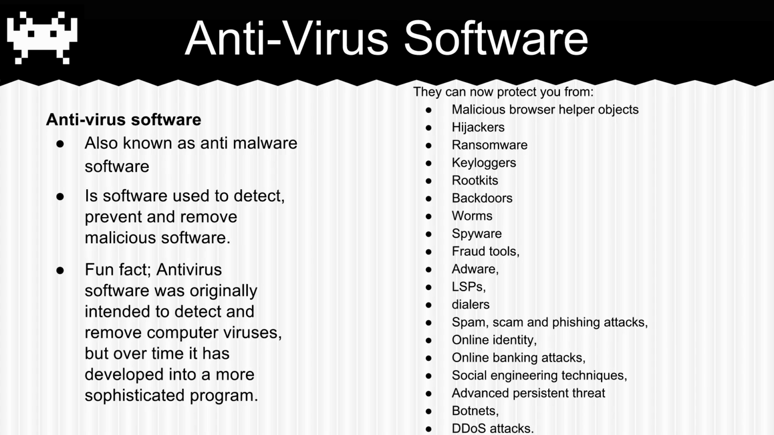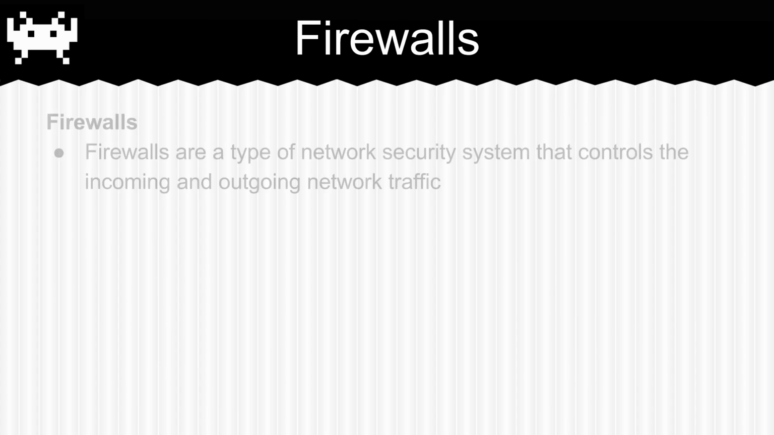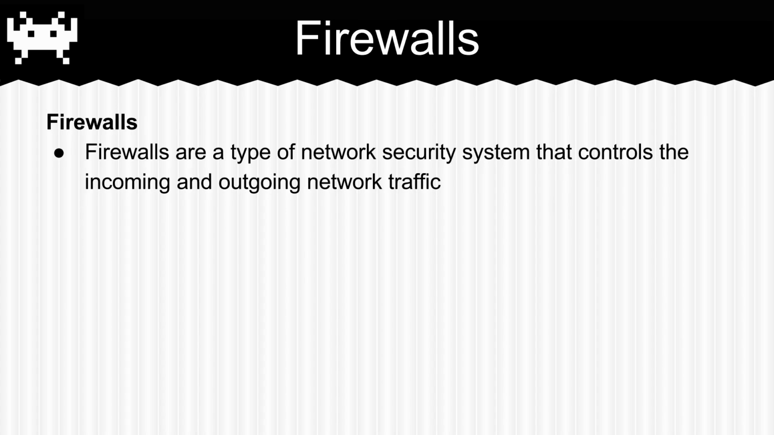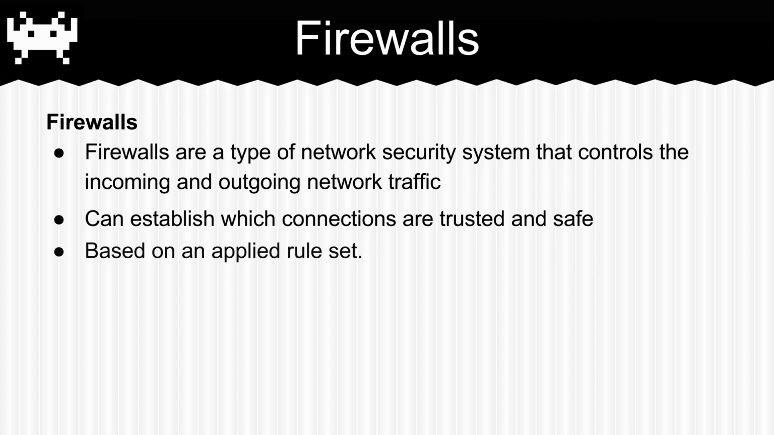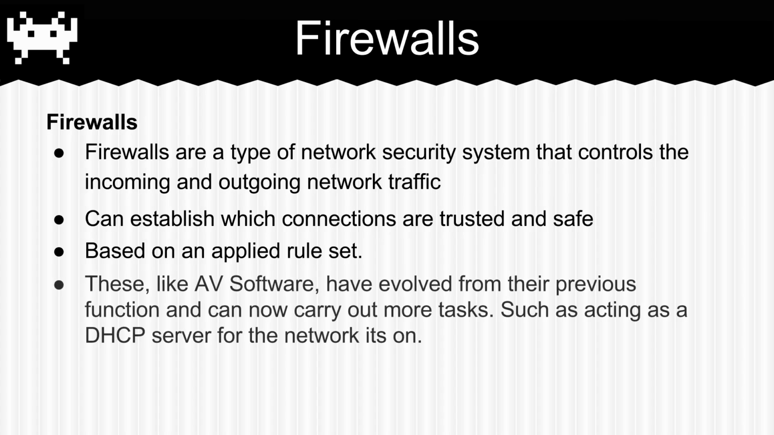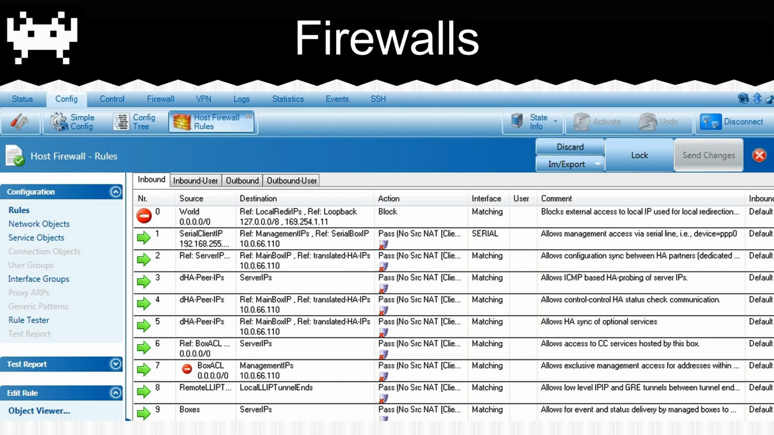Similarly to AV software, firewalls are used at a network level to control the incoming and outgoing network traffic. This is based on an applied rule set. A firewall has the ability to establish which connections are trusted and safe, as well as those that are assumed not to be secure. These, like AV software, have evolved from their previous function and can now carry out more tasks, such as acting as a DHCP server for the network it's on. Here is an example of the rule set.